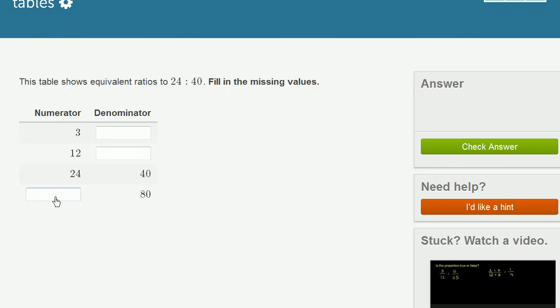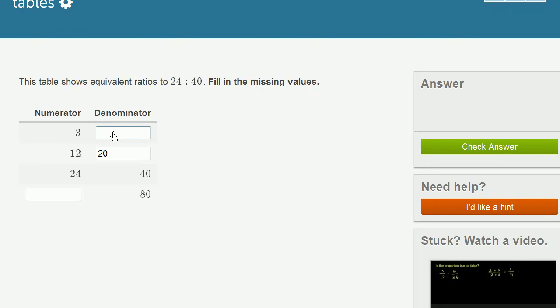And there's a bunch of ways that we could actually tackle this, but maybe the easiest is to start with the ratio that they gave us, where they gave us both the numerator and the denominator, and then move from there. So for example, if we look at this one right over here, the numerator is 12. It is half of the 24. So the denominator is also going to be half of the denominator here. It's going to be half of 40. So we could stick a 20 right over there.